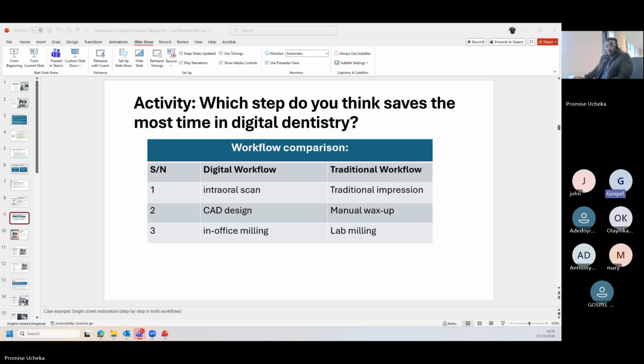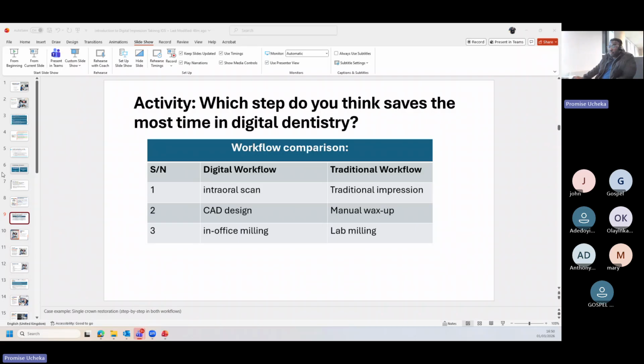I can hear you. So I feel like that wait time for setting would have been ruled out in the equation by the time you're doing the CAD design. Like it can be done immediately. You scan, the design goes on, and then the milling takes place. So I feel that where the time is saved more is on the CAD design and then the in-office milling. But the CAD design, I think, saves more time. That's what I feel. Yeah, you're right.